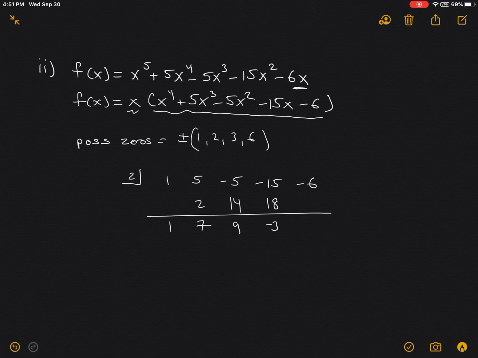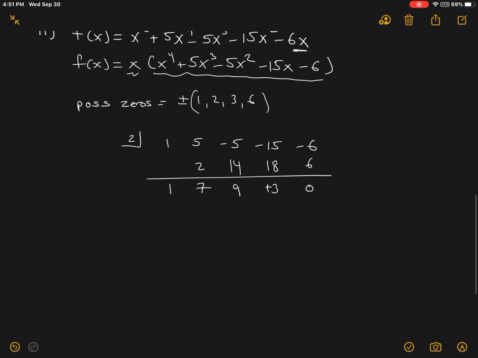2 times 9 is 18. -15 plus 18 is -3. And over here, positive 3. 2 times 3 is 6. And I end up with this depressed polynomial.